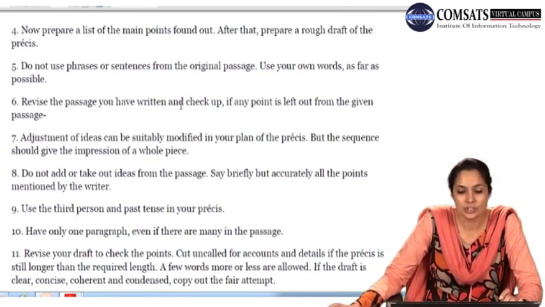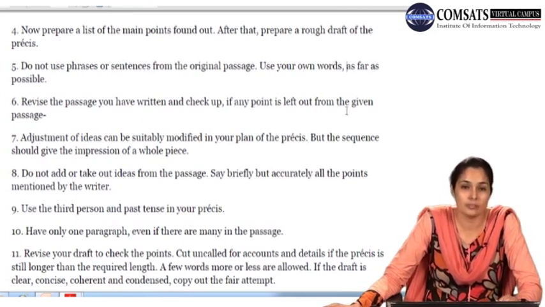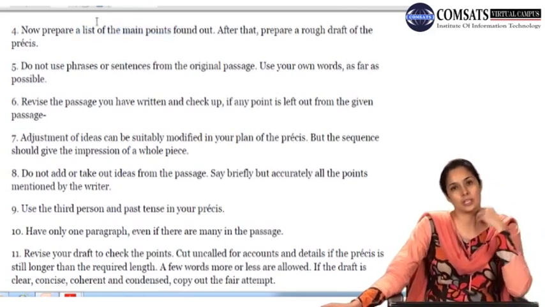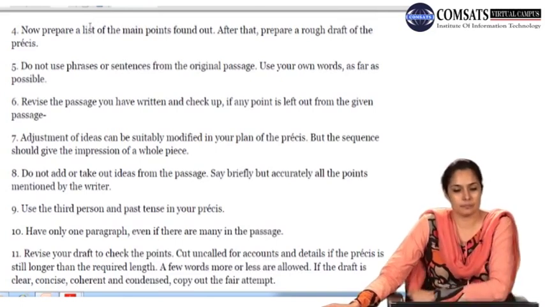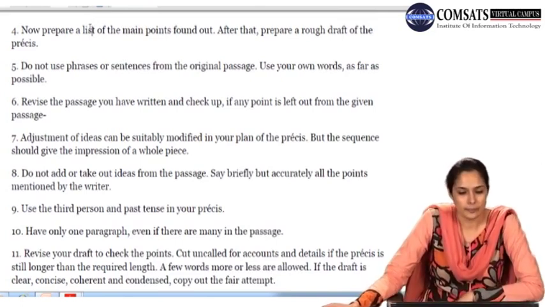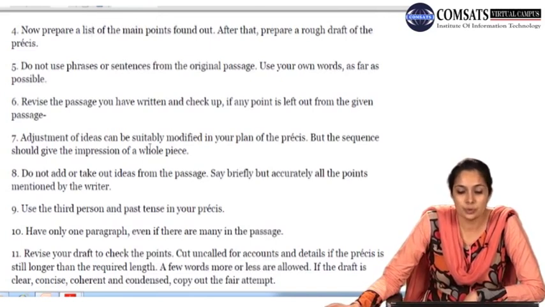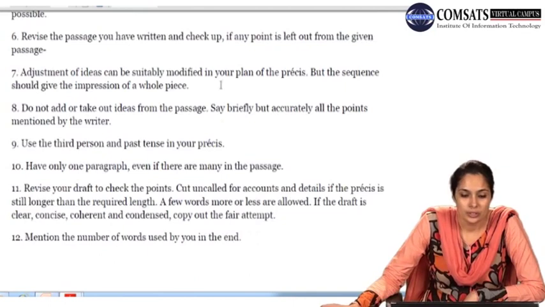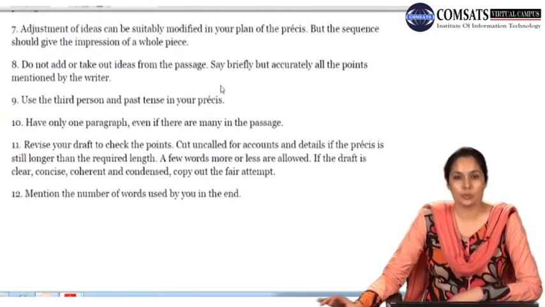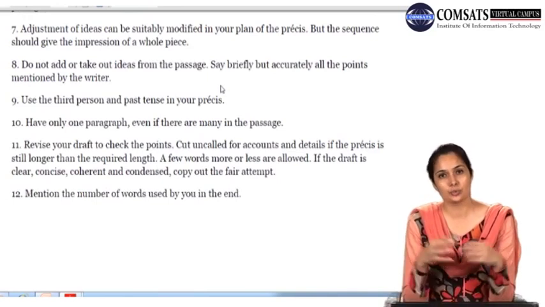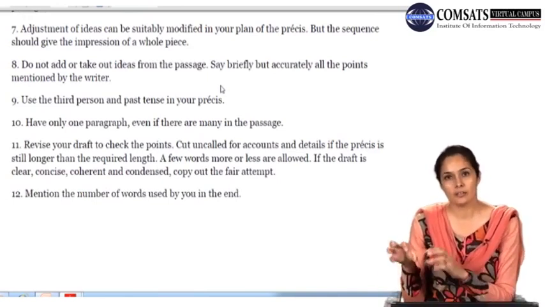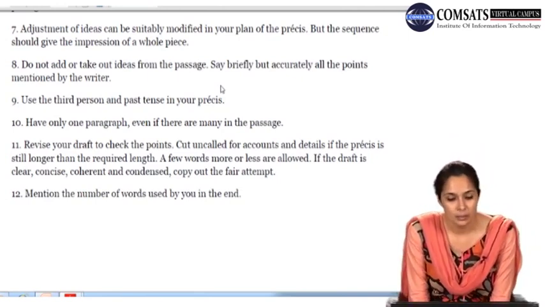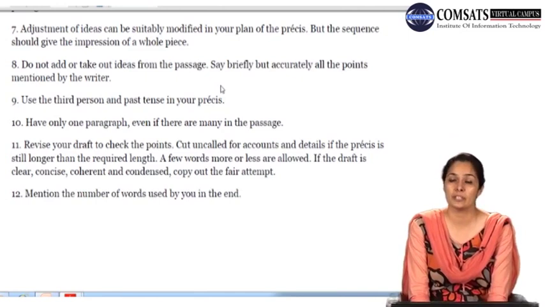Revise the passage you have written and check up if any point is left out from the given passage. Check again in the list of main points that you made whether you have left out any point from the middle. Adjustment of ideas can be suitably modified in your plan of the Prezi. Now, whatever ideas you have put in your Prezi, adjust them and connect them with each other through transitions. You don't simply lift one thing from one paragraph and put it in another; you also have to join them together and suitably modify them. But the sequence should give the impression of a whole piece.